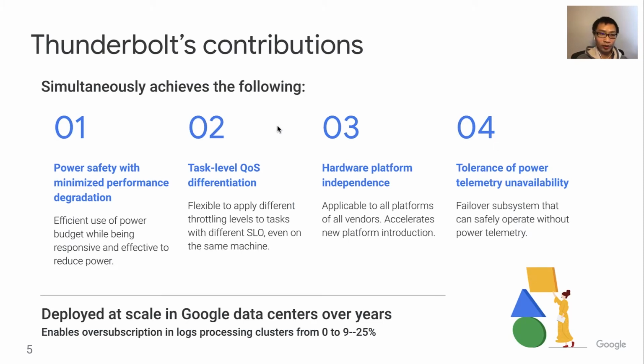So we developed our own system, Thunderbolt. It simultaneously achieves the following goals: power safety with minimized performance degradation, task-level QoS differentiation, hardware platform independence, and tolerance of power telemetry unavailability. All of these are important to scale out our mission-critical system. We have deployed Thunderbolt at scale in Google data centers over the years and enabled oversubscription of 9 to 25% in our log processing clusters where none was previously possible.